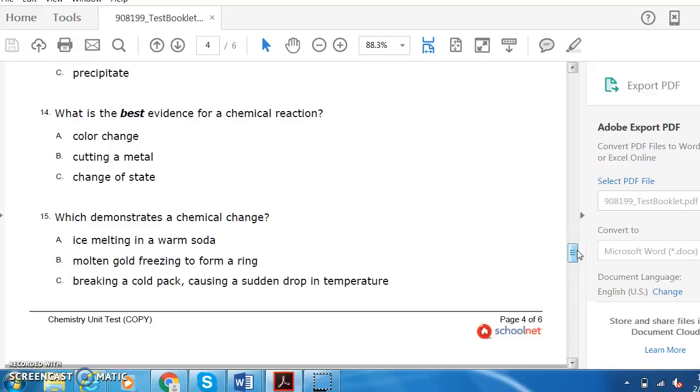Number 14. What is the best evidence for a chemical reaction? A. Color change. B. Cutting a metal. C. Change of state.